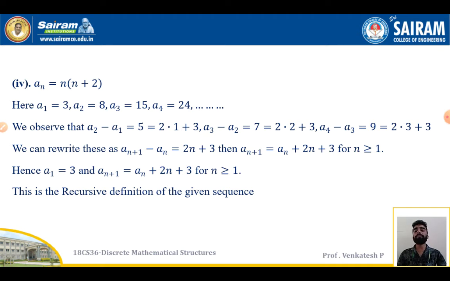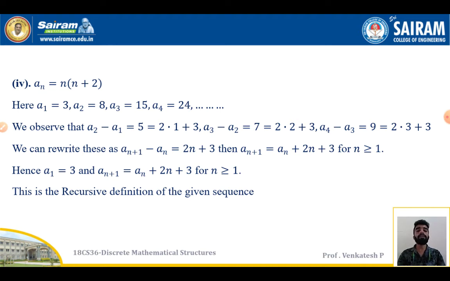So what I can do is find the difference between each term now. So a2 minus a1 will be 5. I can rewrite this 5 as 2 into 1 plus 3. Same thing for a3 minus a2, I'll be getting 7 here. So 7 I can make like 2 into 2 plus 3. I'll be getting 7 here.